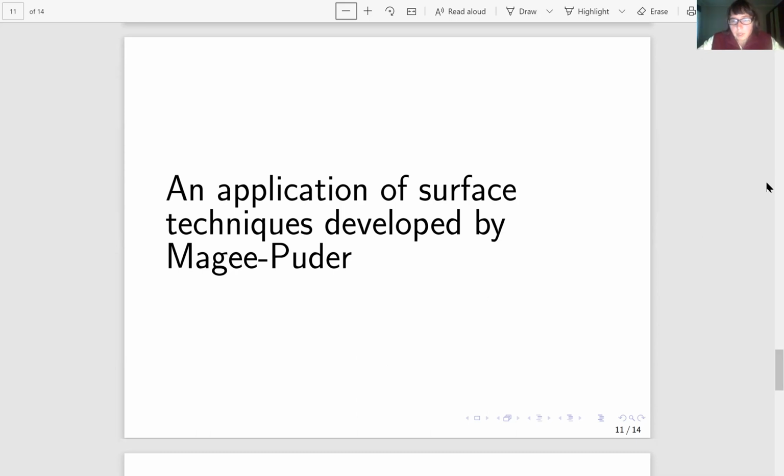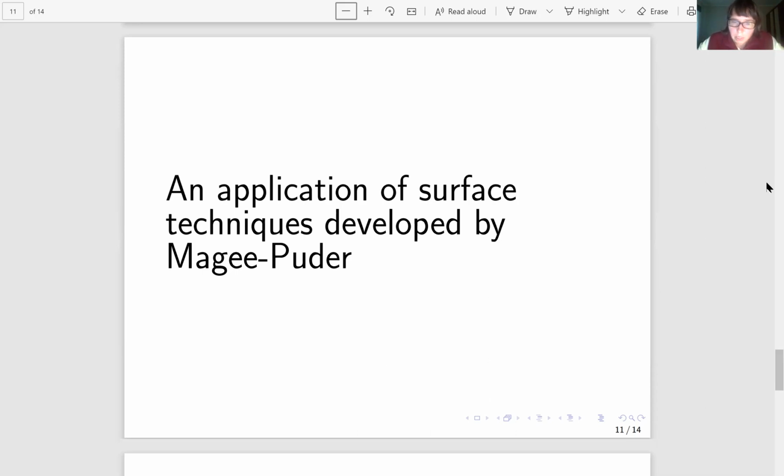And their papers are very nice because they're geometric, right? They introduce some geometry into the picture, namely the geometry of surfaces. And basically, we want to relate our problems to these Magee and Puder techniques for dealing with integrals of a similar kind.